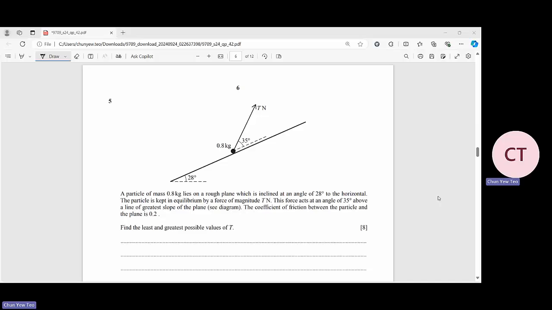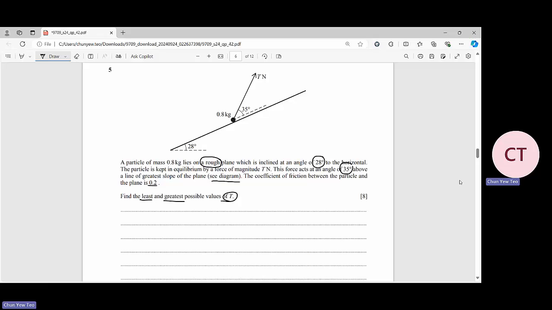We have a diagram over here. A particle of mass 0.8 kg lies on a rough plane, inclined at an angle of 28 degrees to the horizontal. The particle is kept in equilibrium by a force of magnitude T newtons. This force acts at an angle of 35 degrees above the line of greatest slope of the plane. See the diagram. The coefficient of friction between the particle and the plane is 0.2. Find the smallest and the largest possible value of T.